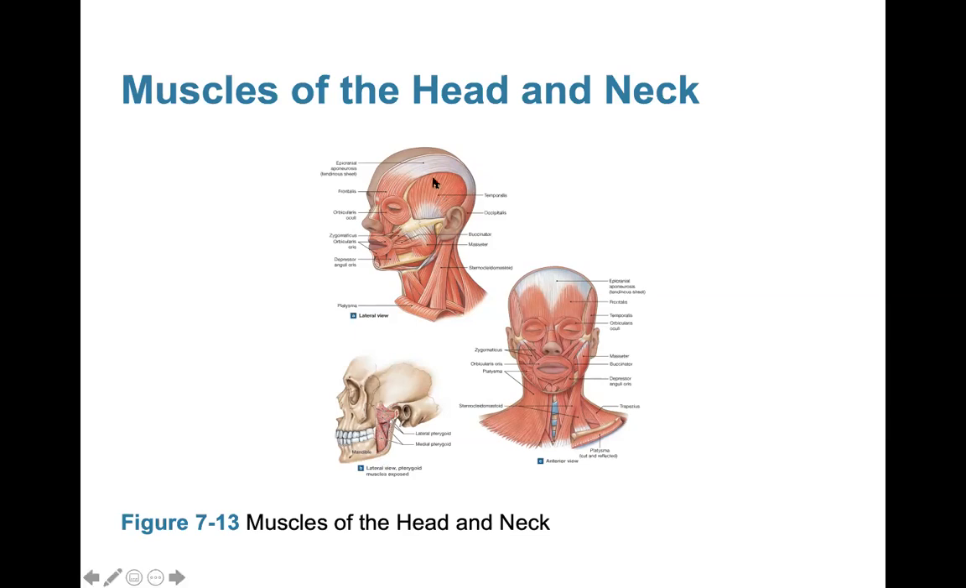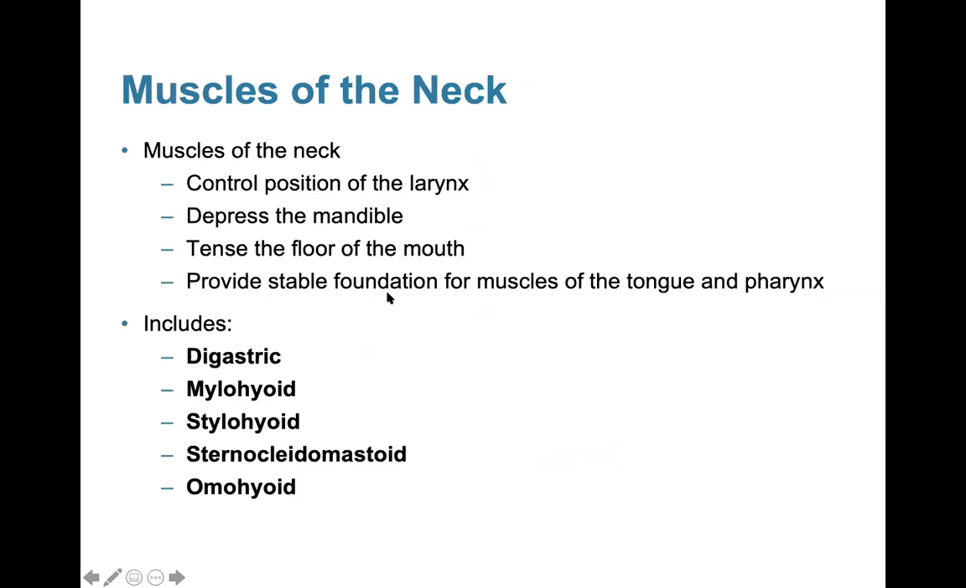They are deep to the temporalis and masseter. So the temporalis and masseter lay on top of the pterygoid muscles. And again, these are all involved in chewing. I wouldn't necessarily be too much concerned with being able to identify these things, more so knowing what their functions are.